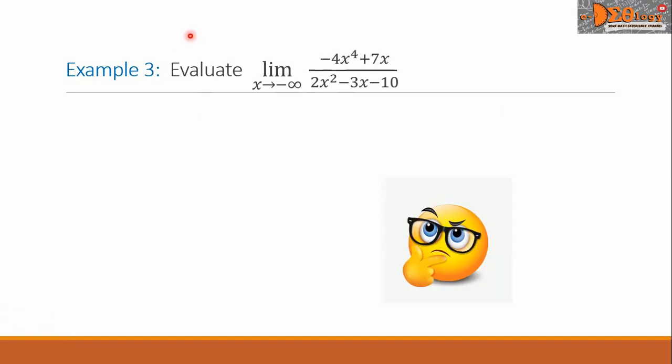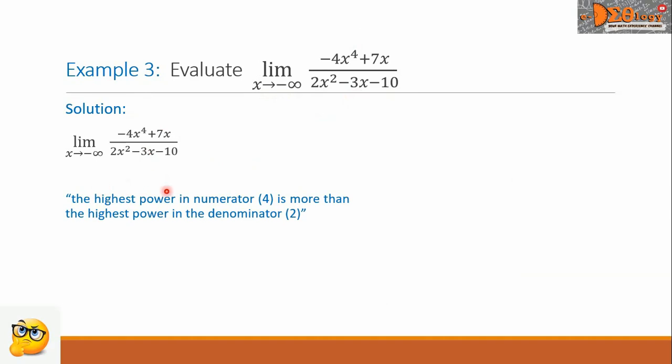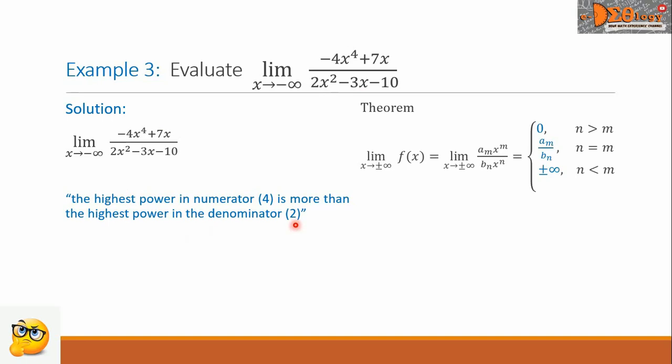Let's have example 3. Evaluate the limit of negative 4x raised to 4 plus 7x all over 2x squared minus 3x minus 10 as x approaches negative infinity. For our solution, we take note that the highest power in the numerator, that is 4, is more than the highest power in the denominator, which is 2. So in the theorem, this falls on category number 3. The n is less than m, and the answer might be positive infinity or negative infinity.